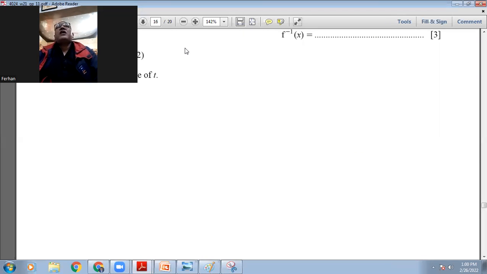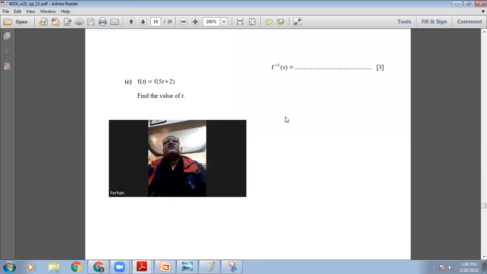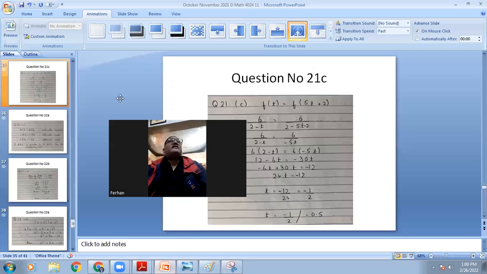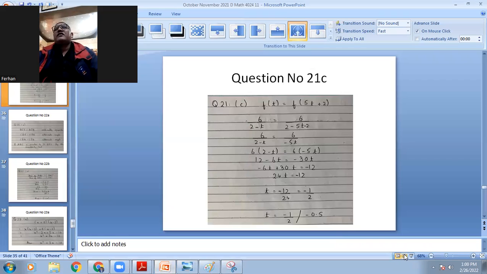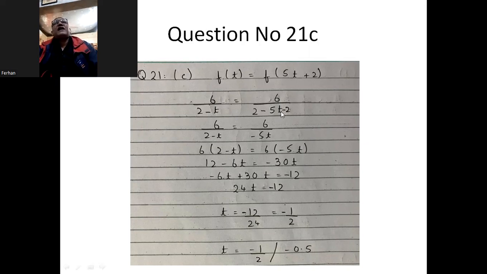It's a 3-mark question. Okay, so it's not difficult, it's easy. So let's see how we have done this. f of t is equal to f of 5t plus 2. So in the place of x, I will substitute t on the left side, and in the place of x, I will substitute 5t plus 2.